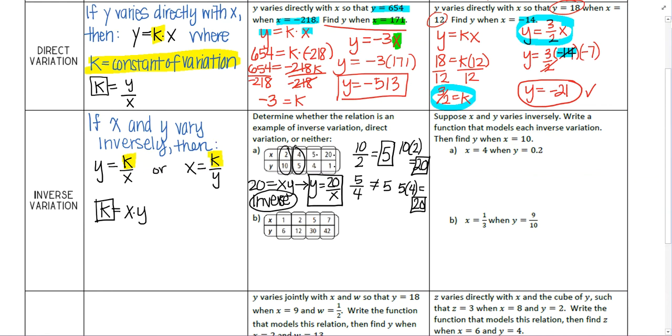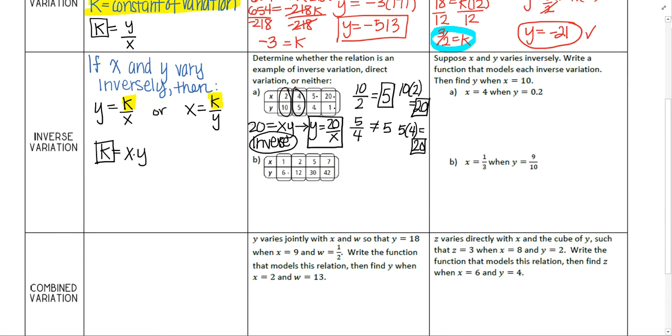So let's go ahead and check B. Maybe it's easier to start with the inverse variation because it's just multiplying. I could see 6 times 1 is 6, 12 times 2 is 24. This is not an inverse relation. This gets a little confusing because we think dividing is inverse, but to check you have to do the opposite. So it's not inverse because these are not resulting in the same number.